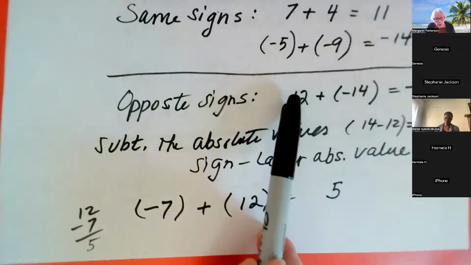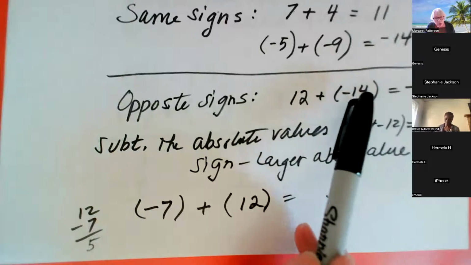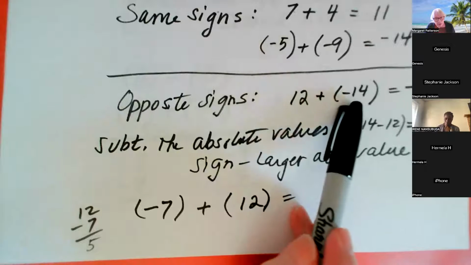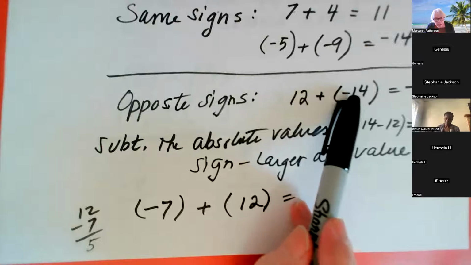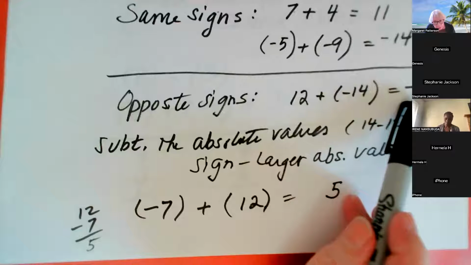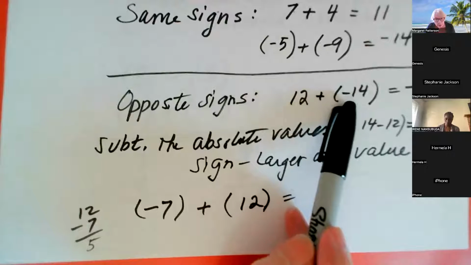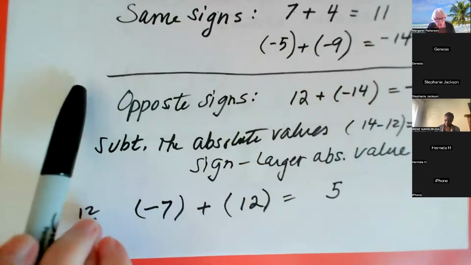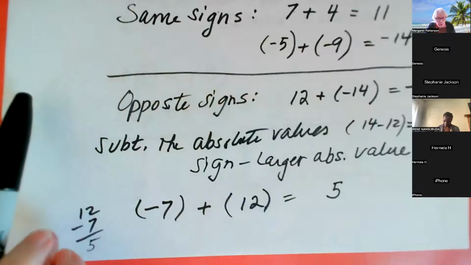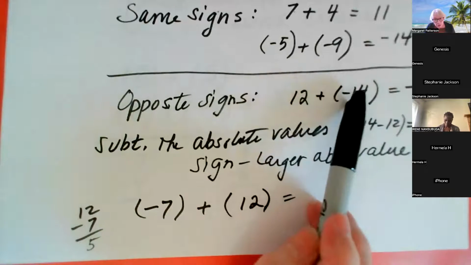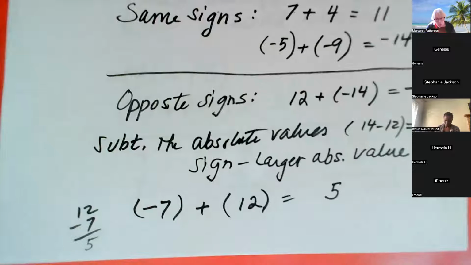Now, if they have opposite signs and it's still addition, like this one, then you actually subtract the two absolute values. So you would take 14, take away 12 is 2. But the sign goes to whichever number has the highest value in absolute value. So the minus wins because it's bigger. So it ends up being -2. So opposite signs, addition, subtract the two numbers. So you would go 14, take away 12, with the big number on top. And then the sign would go to whichever number is the larger one. So that's basically what it says.